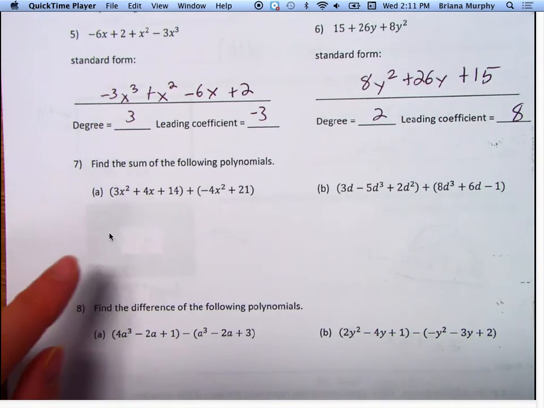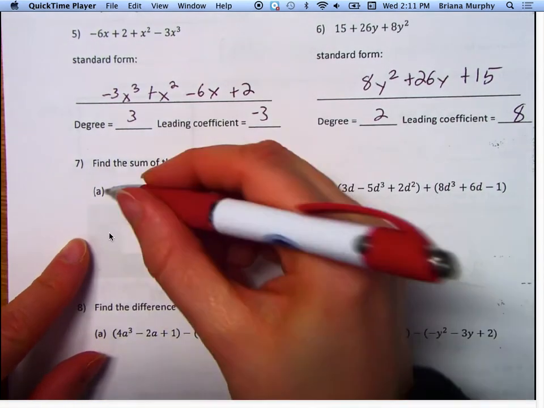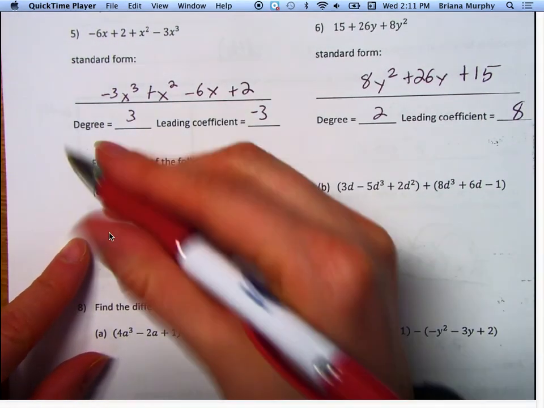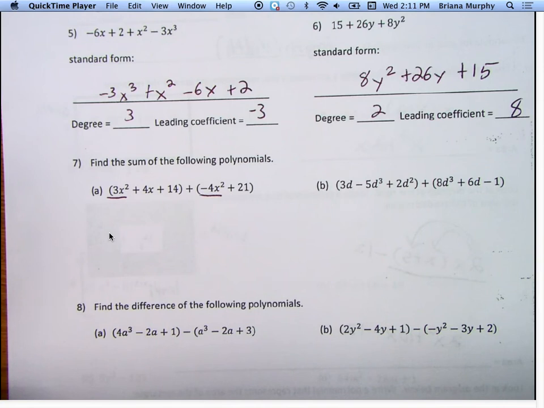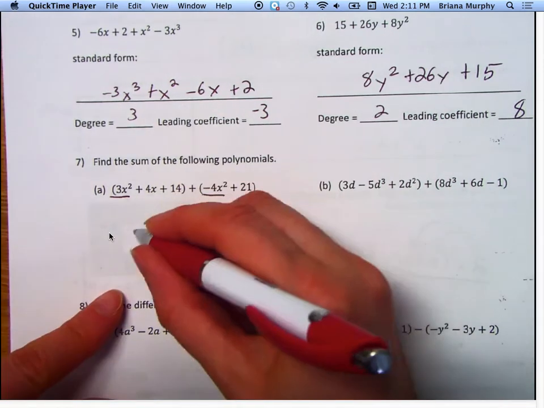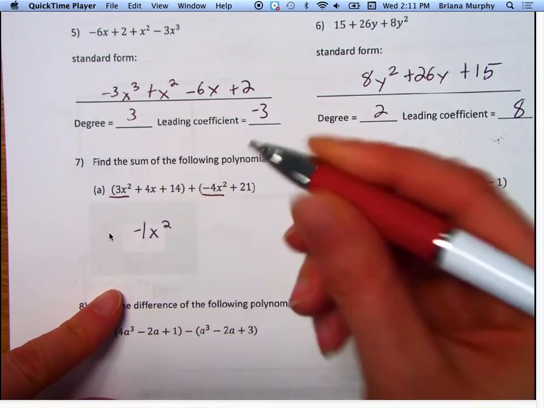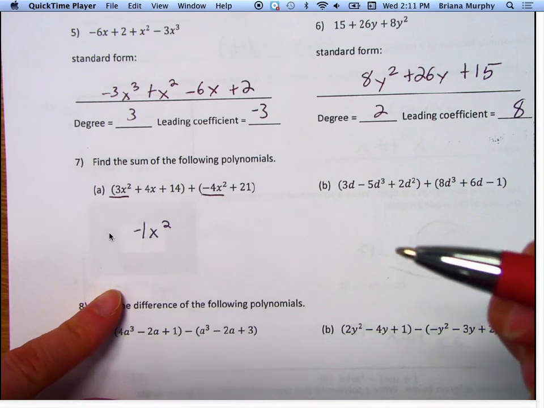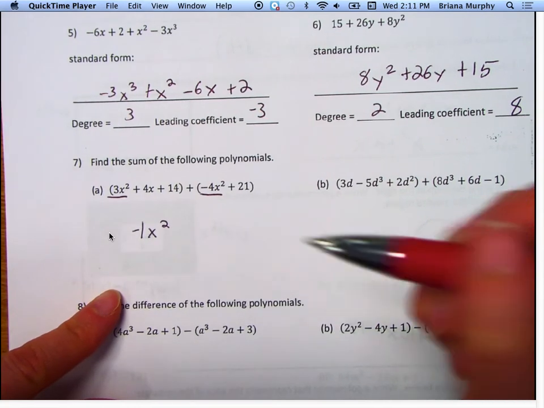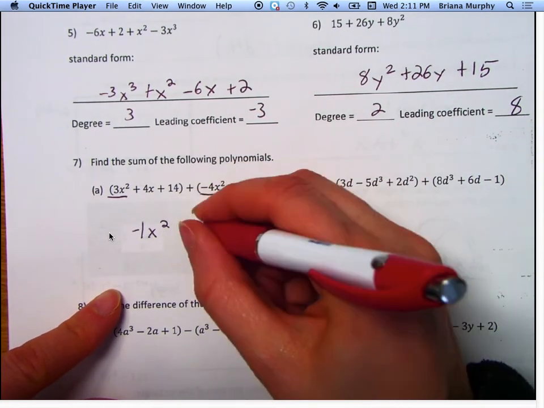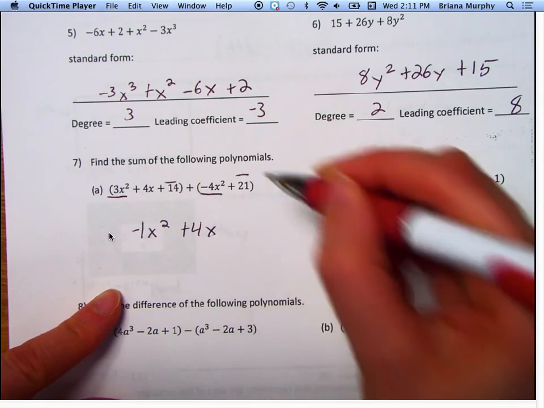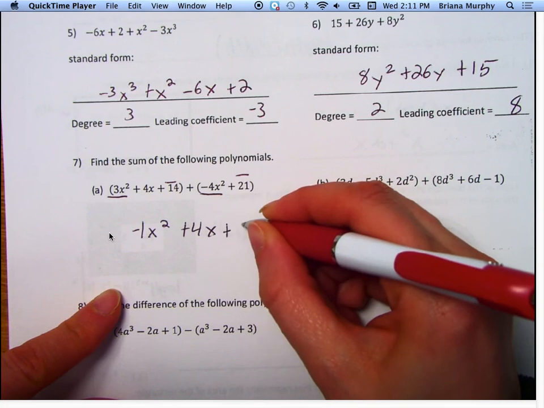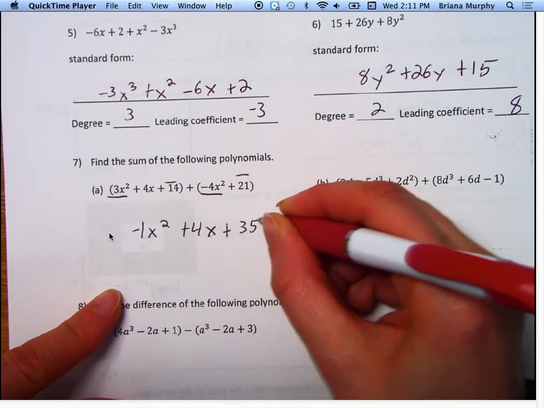I got a lot of people getting these mixed up. Remember, when you're adding polynomials, you add like terms. 3x squared and negative 4x squared have the same letter, the same exponent, so they go together. I get negative 1x squared. You just put the negative, but not the 1. There's no other x's, so 4x is by itself. And then 14 and 21 go together. So that's 35? Yeah. Okay.